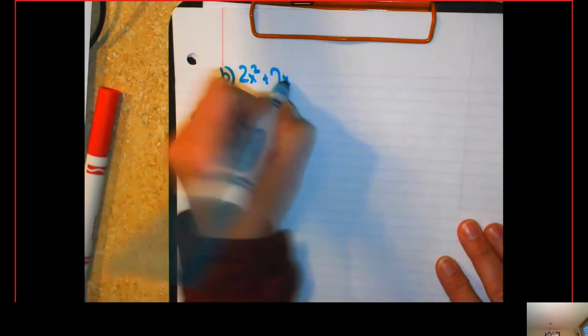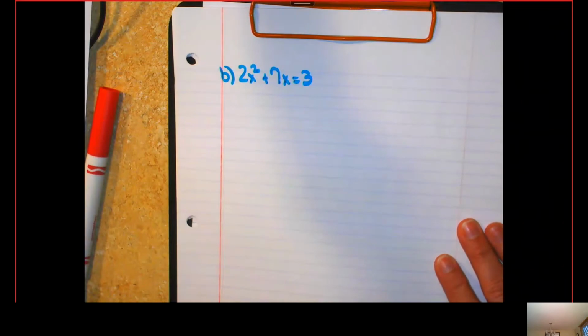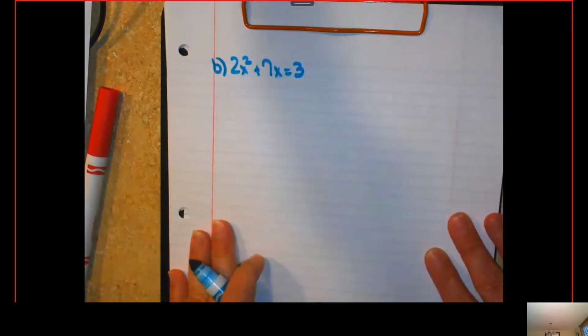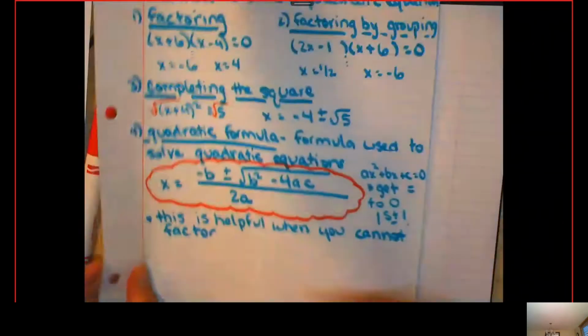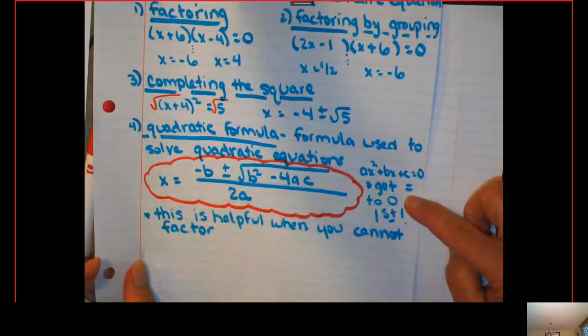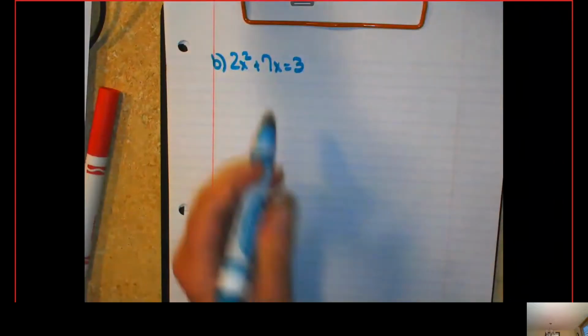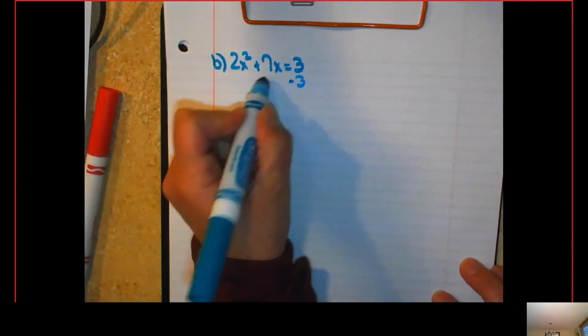Here's example B. Can you write 2x squared plus 7x equals 3? So the first thing I need to do, if I look back to the beginning of my notes, I need to make sure that it equals 0 first. So I have to get this equal to 0 by subtracting 3 from both sides.